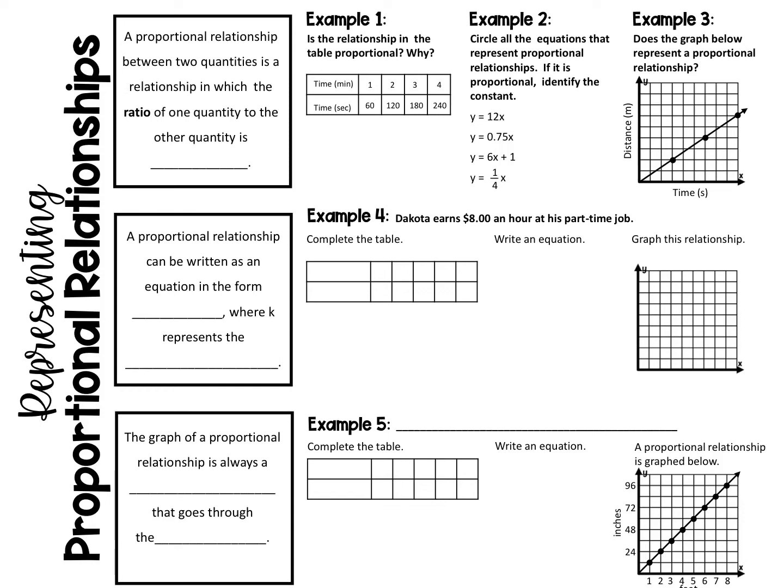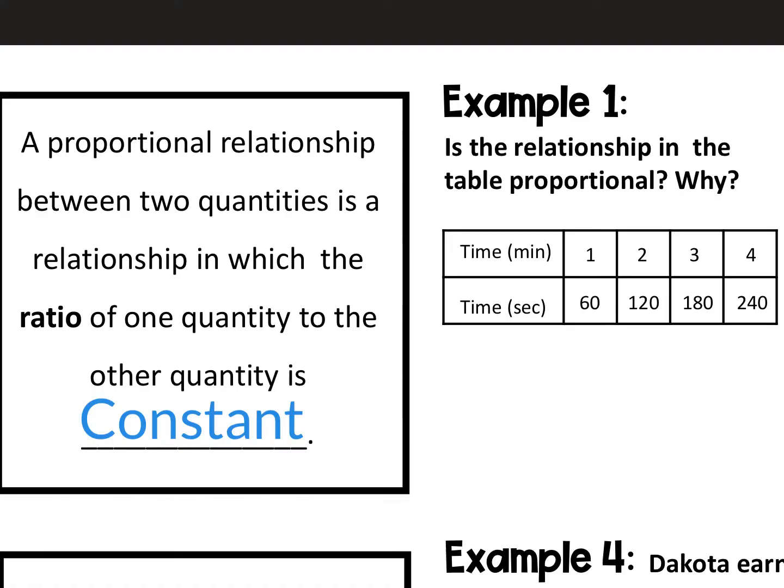Today we are going to learn about representing proportional relationships. A proportional relationship between two quantities is a relationship in which the ratio of one quantity to the other quantity is constant. Let's look at an example.